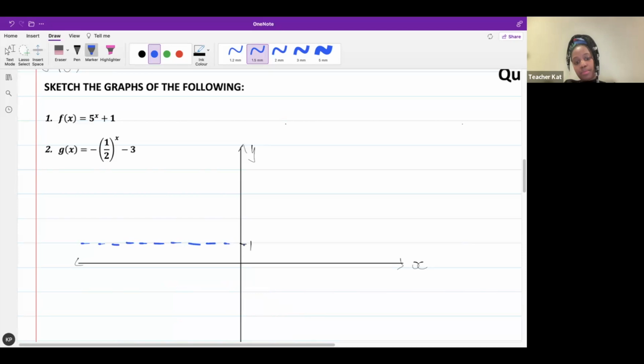Okay, let me get going with this. Great. So we have our asymptote. Firstly, is A positive or is A negative? Let's see. A is positive, so what type of curve do I have?